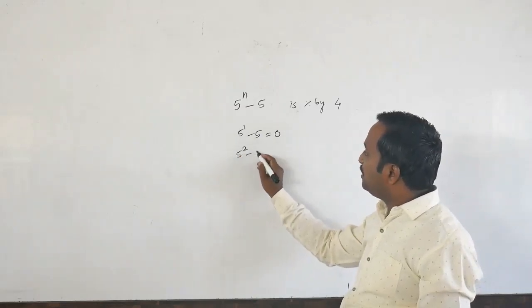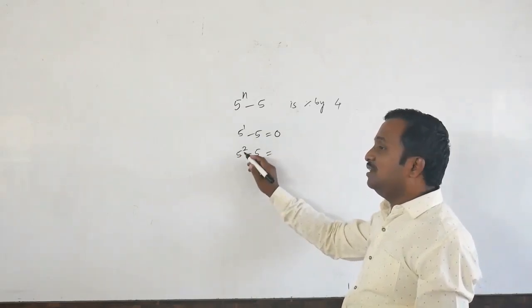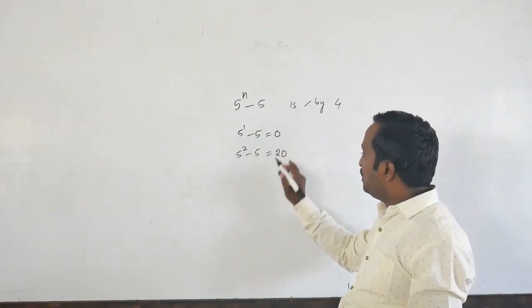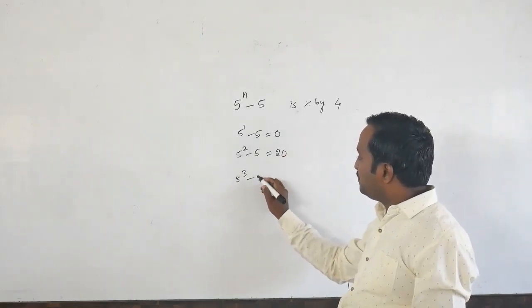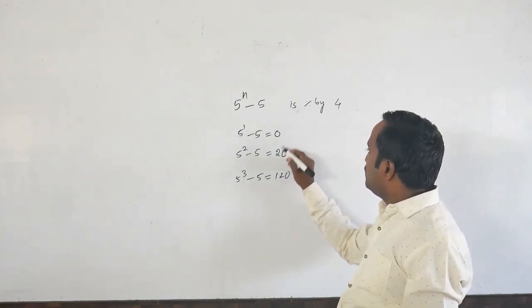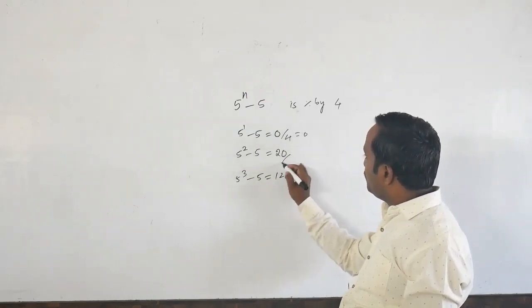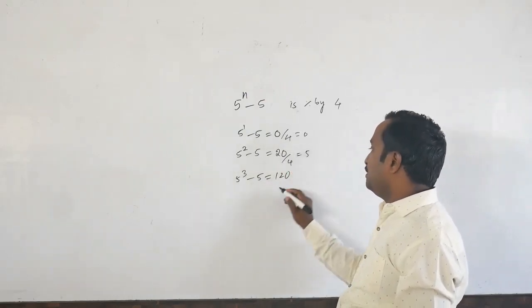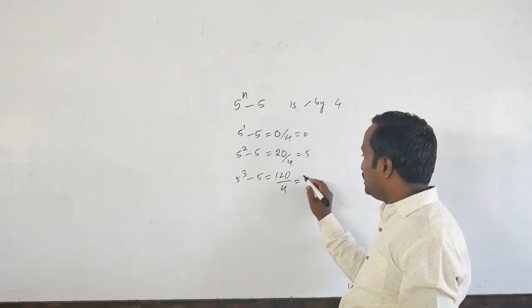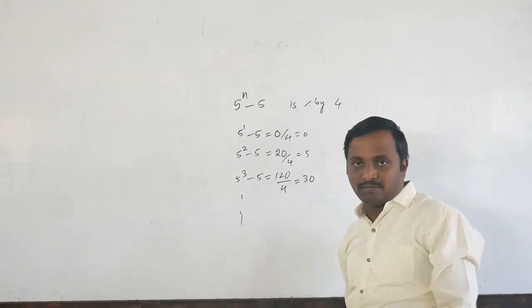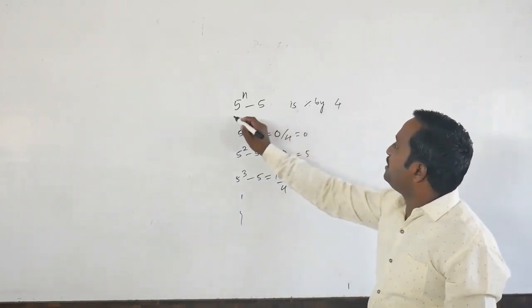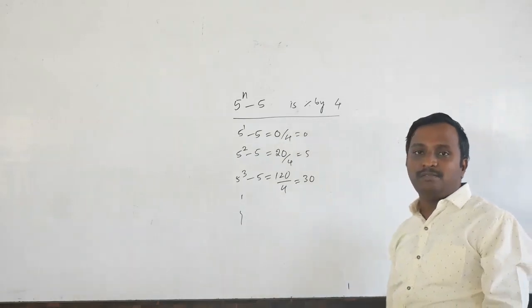So 5 square minus 5: 25 minus 5 is 20. 5 cube minus 5 is 120. So 0 by 4 equal to 0, 20 by 4 equal to 5, 120 by 4 equal to 30, like this. So it is always a multiple of, or divisible by, 4.